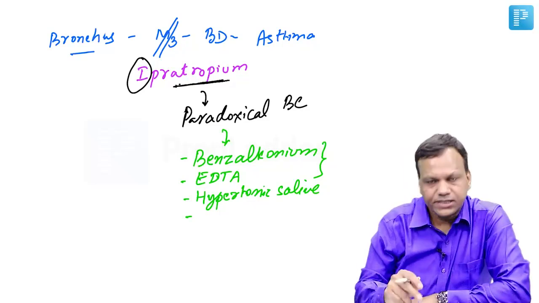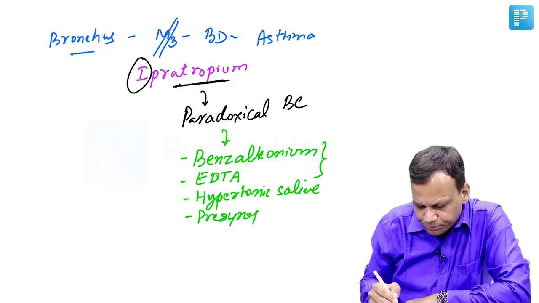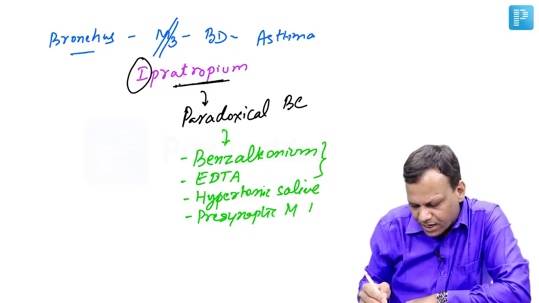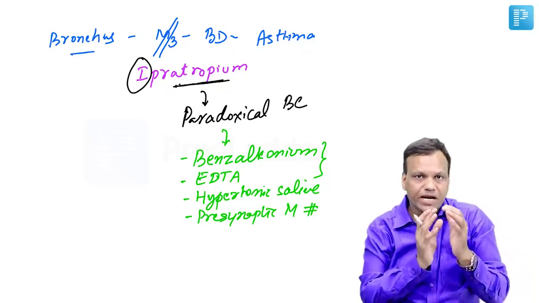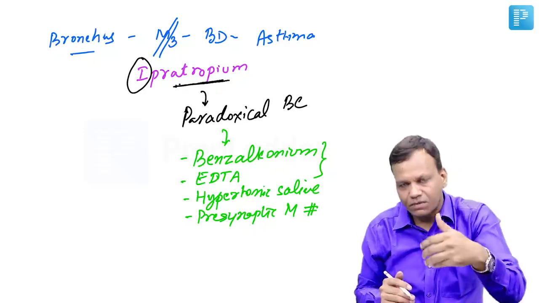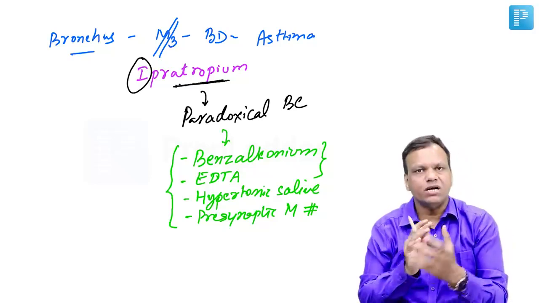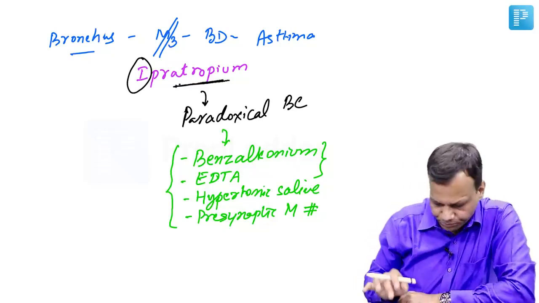And third, it is an anticholinergic drug. It may block the presynaptic cholinergic receptors, presynaptic muscarinic receptors. When presynaptic muscarinic receptors are blocked, there may be more release of acetylcholine, and that more acetylcholine can cause bronchoconstriction. So these are the mechanisms of paradoxical bronchoconstriction by ipratropium.